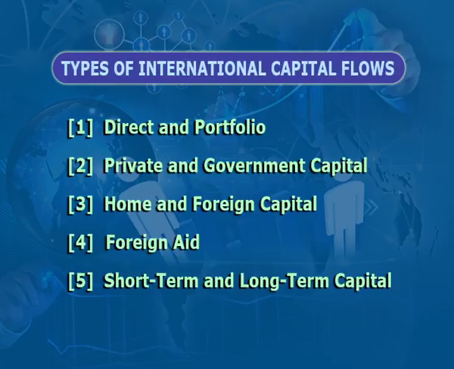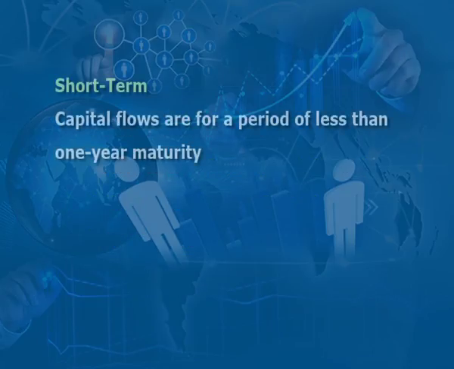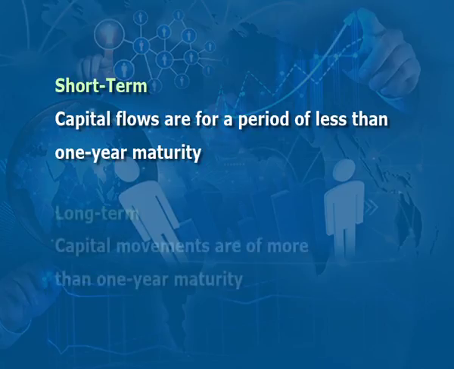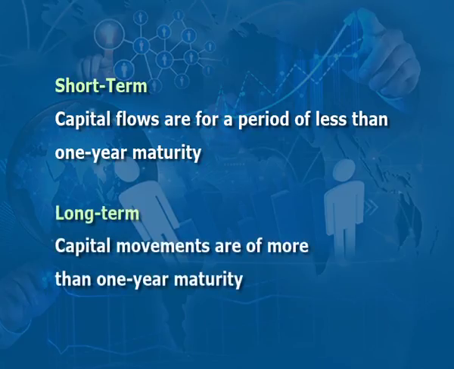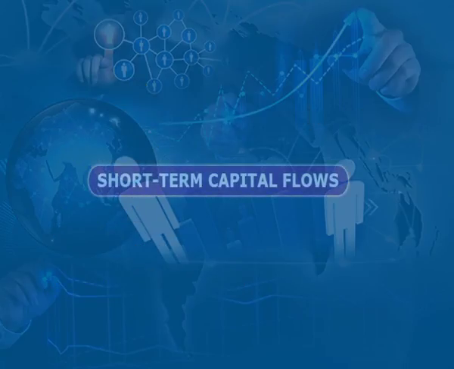Now friends, let us have a look at the fifth type, which is short-term and long-term capital. Short-term capital flows are for a period of less than 1 year maturity, while long-term capital movements are of more than 1 year maturity. Now friends, let us have a look at short-term capital flows. Short-term capital flows or movements relate to credit instruments of less than 1 year.